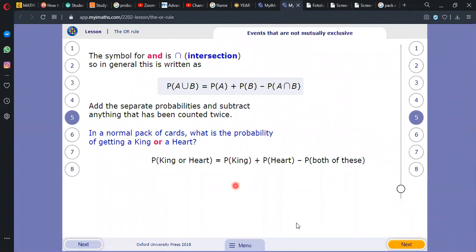Take note of that. So for 4 over 52, remember we said there are only 4 kings and the total number of cards in the pack is 52. So that is 4 over 52. Number of hearts is 13, so probability is 13 over 52. And then there is only one outcome that is common to both king and heart. That means there is only one card that is both a king and a heart. So that is 1 over 52 for its own probability. And when you proceed, you get 16 over 52. Very interesting.